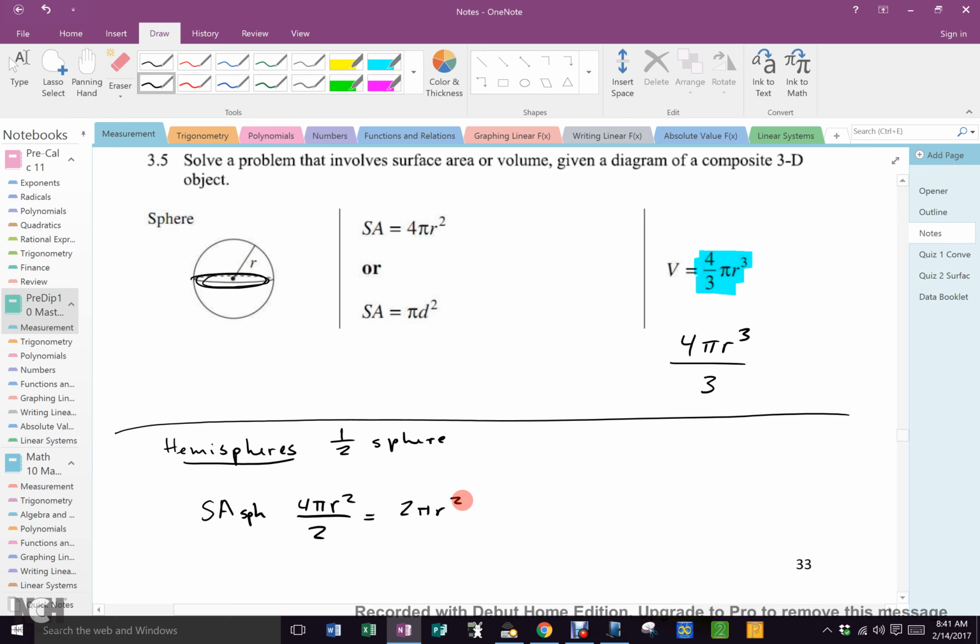Except, why is that wrong? You have to add that circle, don't you? Because when you cut a sphere in half, you make a new surface. Understand? And that surface is a circle. So I have to add, what's the area of a circle? Pi r squared. So what do I have there? I got 2 pi r squareds and 1 pi r squared. So how many pi r squareds do I have? 3 pi r squareds. That is the SA of a solid hemisphere.